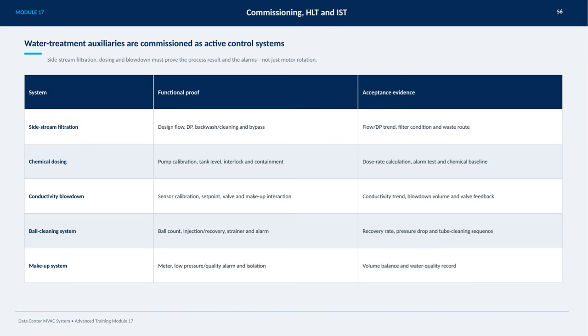The ball cleaning system commissioning checks ball counts, injection and recovery cycles, strainers, alarm systems, recovery rates, pressure drops, and tube cleaning sequences. Lastly, the makeup system's metering, low pressure and quality alarms, and isolation functions are verified, supported by volume balance and water quality records. Together, these tests provide comprehensive acceptance evidence that each subsystem performs reliably and safely within the overall water treatment process.